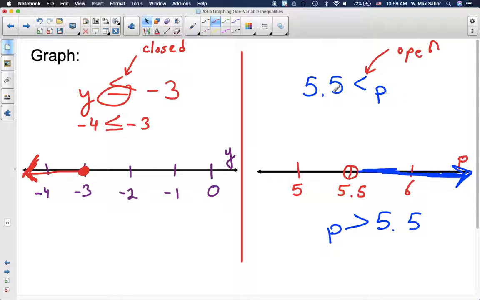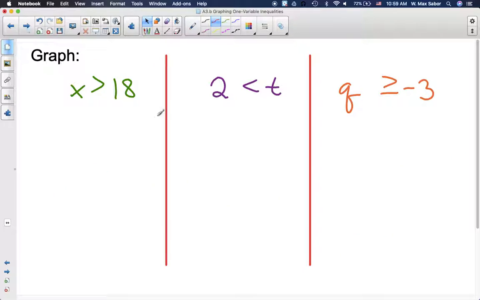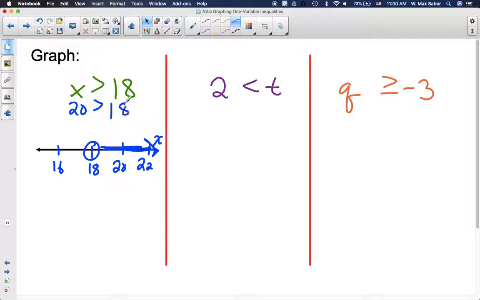These are the same statement. When you flip the terms on the left and the right, you have to also flip the inequality sign. So x is greater than 18. We need to have, say, 16, 18, 20, 22. This is x. That makes it open. And then shading to the right, it's shaded to the right because, say, 20 is greater than 18. That's a true statement.